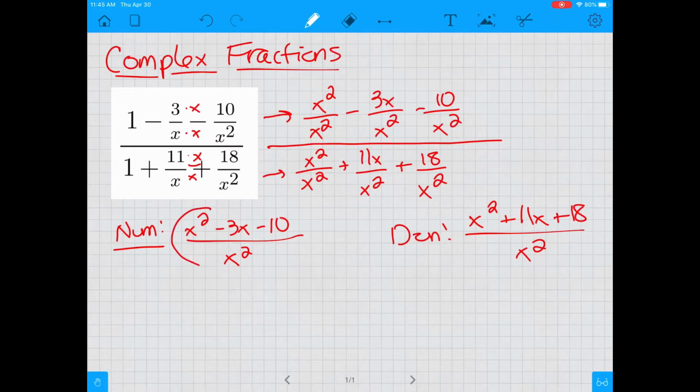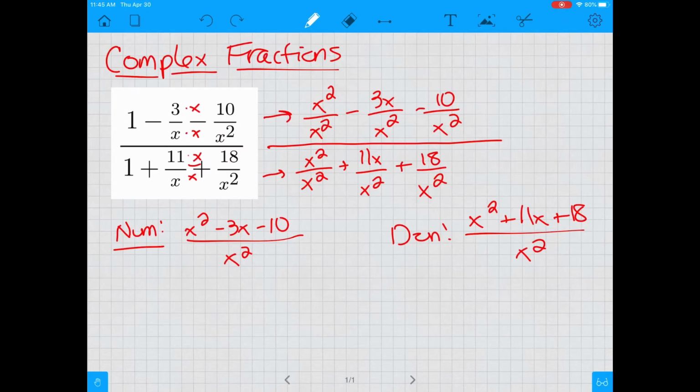Now, at this point, this is where I see some people making some silly mistakes, and they see this x squared and this x squared, and they want to cancel them. The problem is when I have addition or subtraction, I can't cancel. I have to have multiplication everywhere in order to do that. So here, that's not something I can cancel.